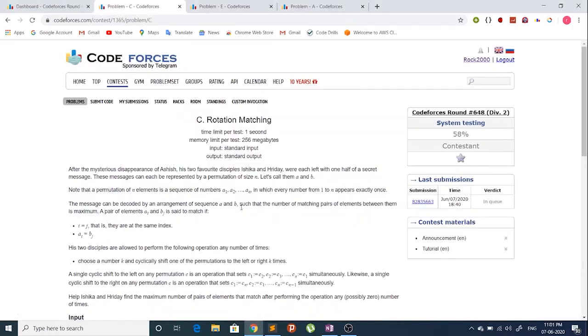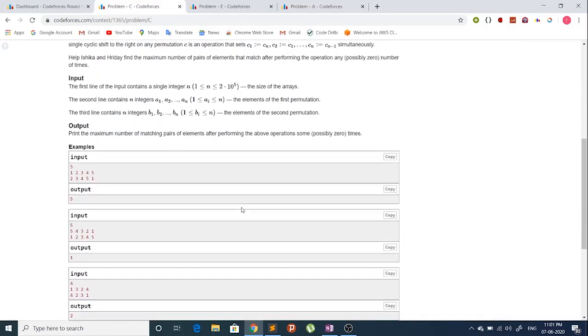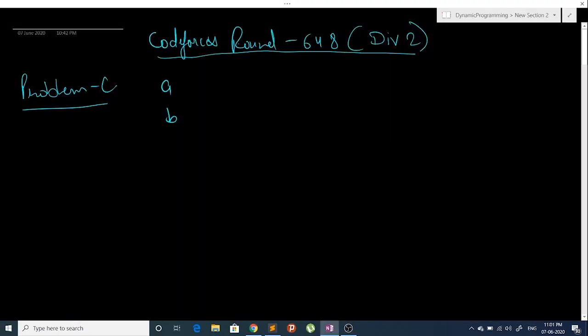The problem name was Rotation Matching. So let's see the first example. The array A can be 1, 2, 3, 4 and 5, and array B can be 2, 3, 4, 5 and 1. What we had to do in the problem was that we can rotate any of the arrays either left or right any number of times, and we have to find the maximum matching pairs.